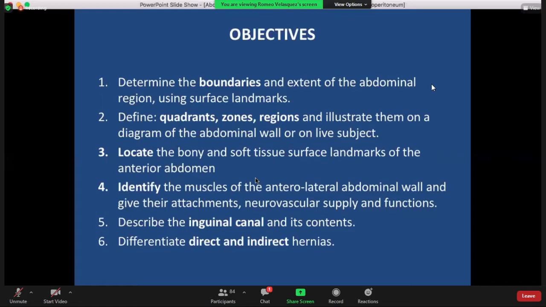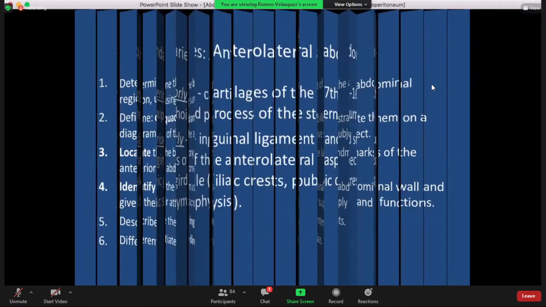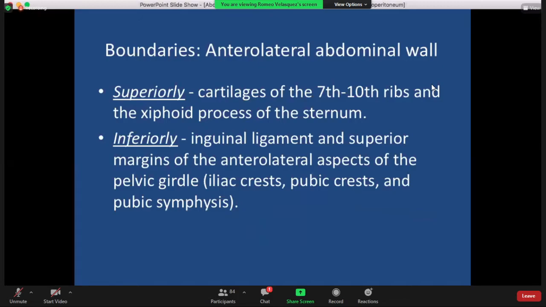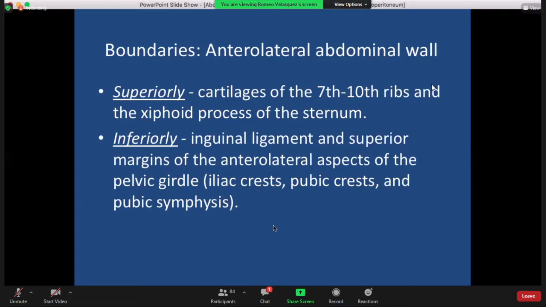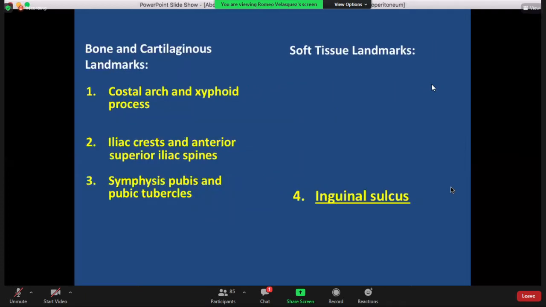So as I was saying, these are the boundaries for the anterolateral abdominal wall. Superiorly, you have the ribs numbered 7 to 10, and the xiphoid process. Inferiorly, the inguinal ligament. These are all familiar to you because the inguinal ligament uses these landmarks in the pelvic girdle: iliac crest, pubic crest, and the pubic symphysis. Anterior superior iliac spine is also included for you to be able to trace the inguinal ligament. So these are the bony and soft tissue landmarks.